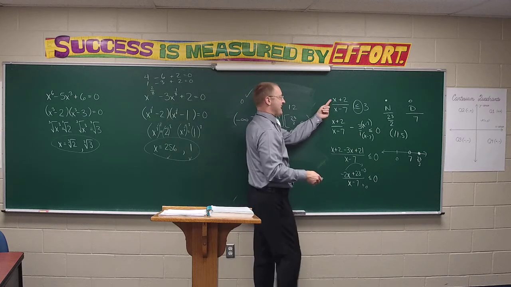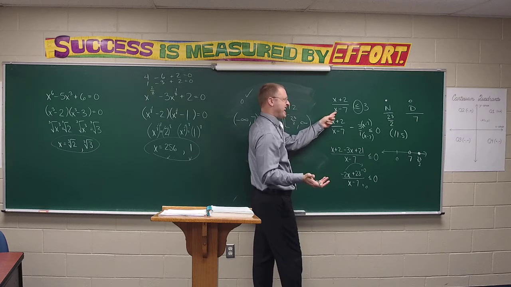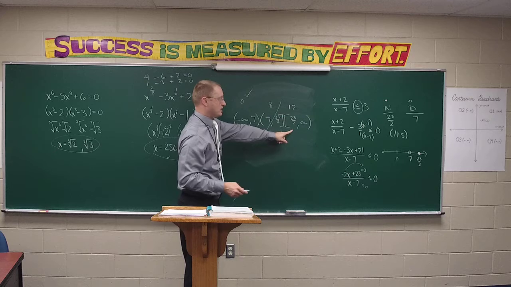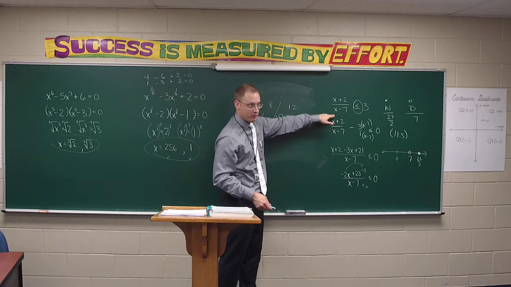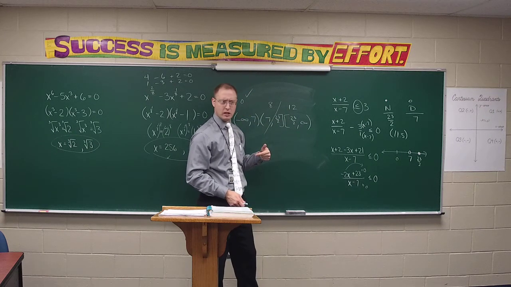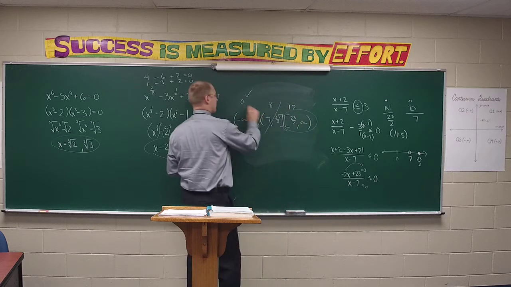If I plug in an 8, 8 plus 2 over 8 minus 7, 10 over 1 is 10. Is 10 less than 3? All right, I didn't expect it to work. I do expect the 12 to work. 12 plus 2, 14. 12 minus 7, 14 fifths. Is that smaller than 3? Just barely, right? But it does. Checks out. So there's my answer.